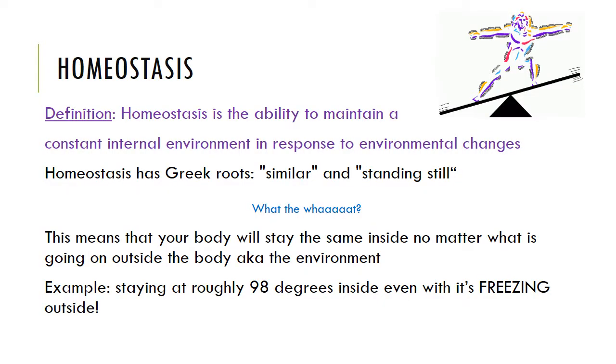Homeostasis, the actual definition, is basically a body's ability to maintain a constant internal environment in response to environmental changes. And it has two Greek roots, as most of our science words do. Homeo means similar or the same. Stasis means basically standing still, okay?